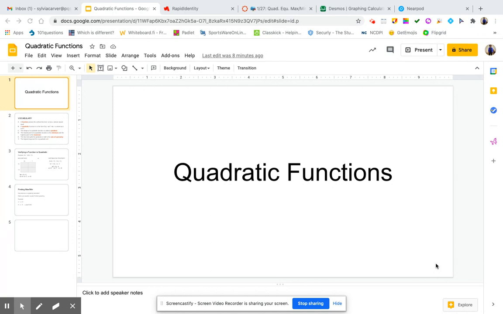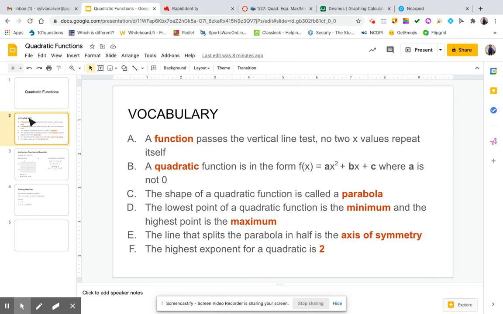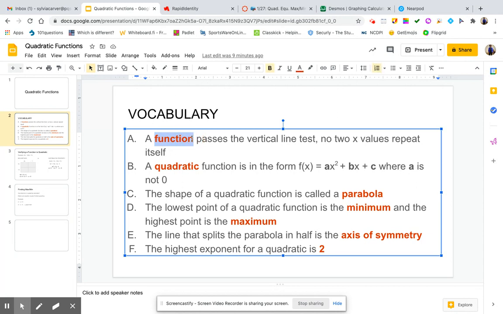So we're going to be taking a look at quadratic functions. Let's start with some vocabulary. A function passes the vertical line test. No two x values repeat. That means when you graph it, if you were to draw straight lines through your graph, it should only touch in one spot. A function passes the vertical line test, and you might have heard it called the pencil line test.